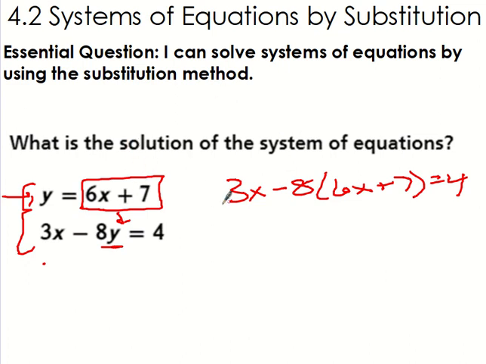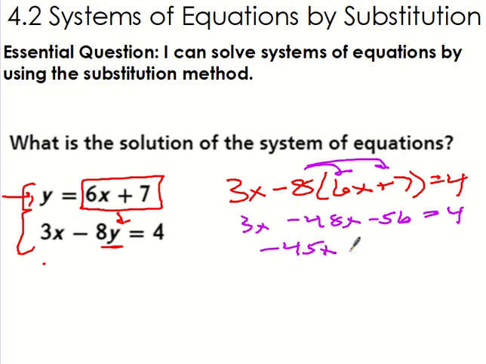By doing this, I only have one variable now. We haven't been able to solve equations with two variables, but I can solve an equation with one variable. So now I can actually follow my steps of solving an equation. I can do the distributive property here and solve. I can combine my like terms. That's negative 45x minus 56 equals 4.